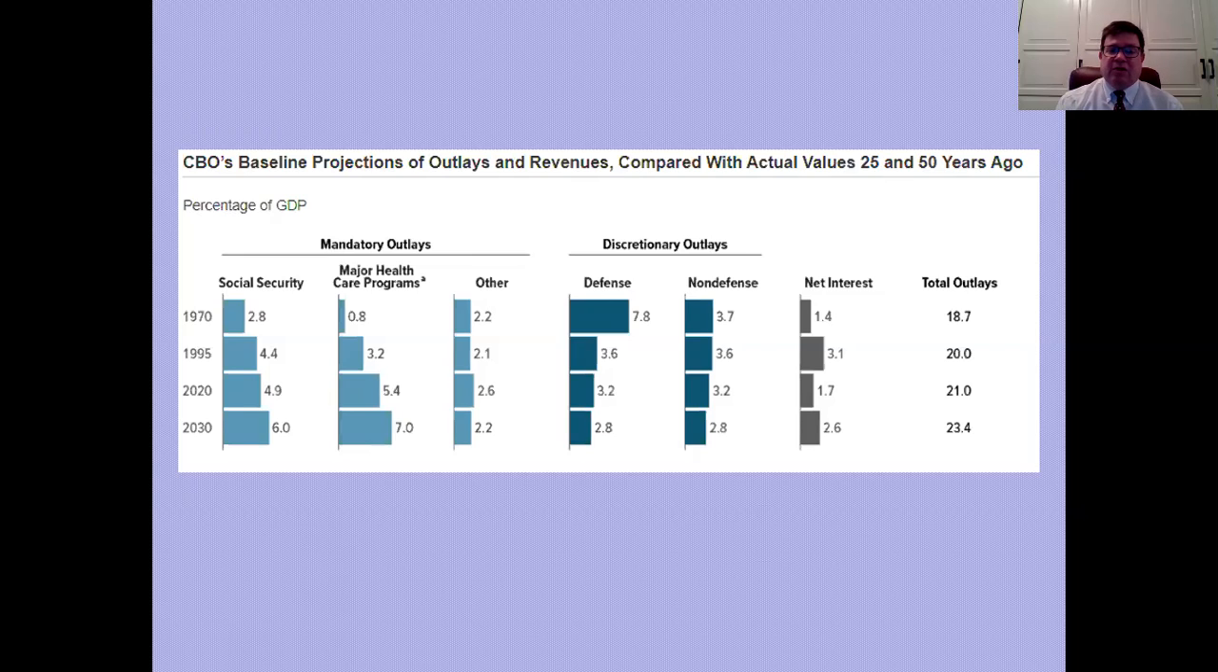Also, major healthcare is going from a little less than 1% of the overall economy in 1970, going up to over 7% in 2030. Then go back to the discretionary outlays, and what you'll see is that defense used to be the single largest thing in the federal government at 7.8% of the overall economy in 1970. That will drop by 2030 to 2.8%.